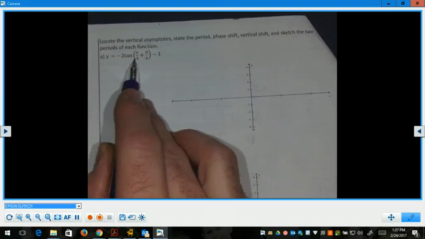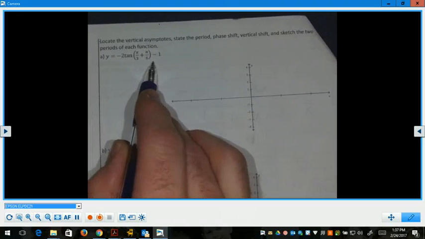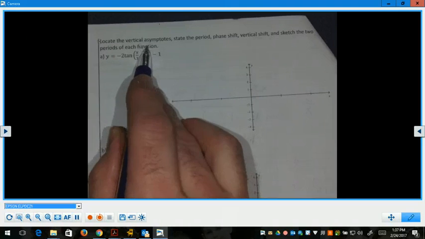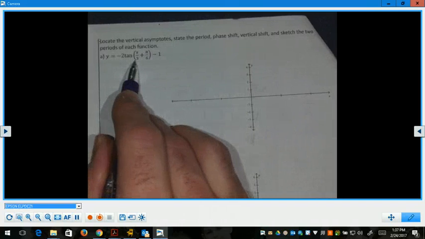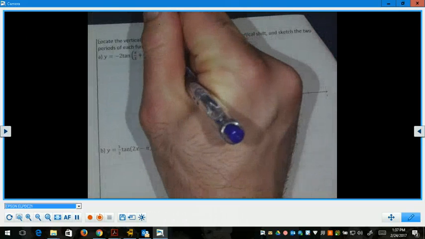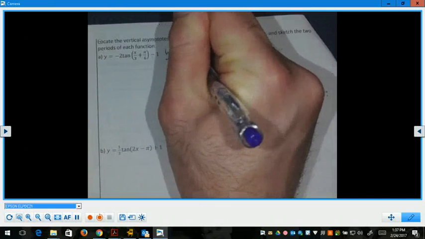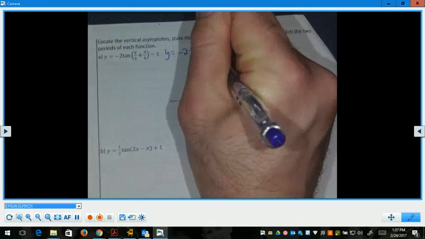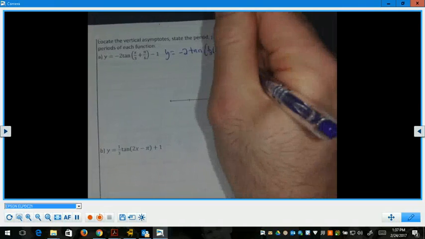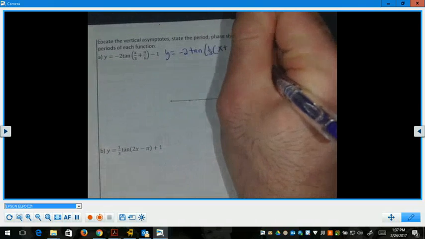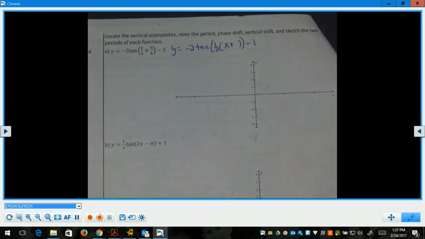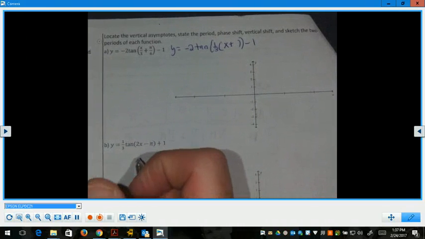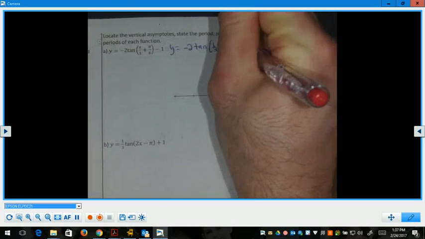Some of you like to do this. If you do this, you're going to find your period by doing the opposite of pi over 6 divided by b. In this case, b is 1/3. I choose to factor it, to rewrite it. You don't have to do it that way. I would rewrite this as -2 tangent of 1/3, and then in parentheses, x plus. Okay, so if I divide pi over 6 by 1/3, I'm actually multiplying it by 3, which is going to make it pi over 2.